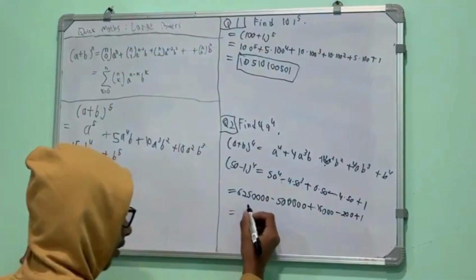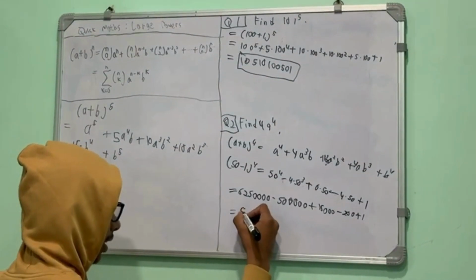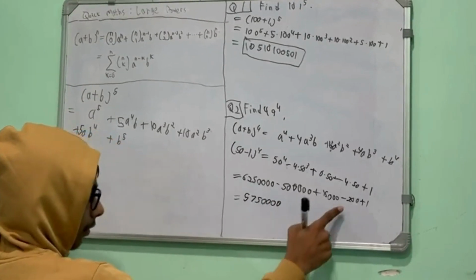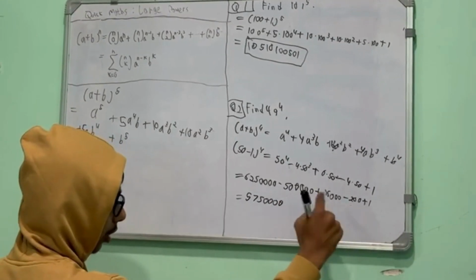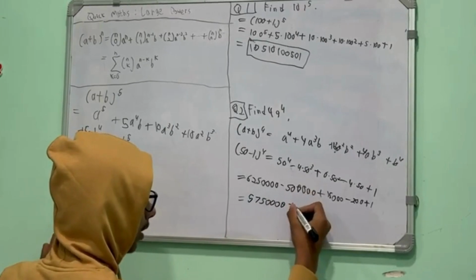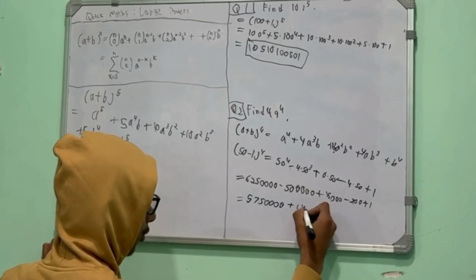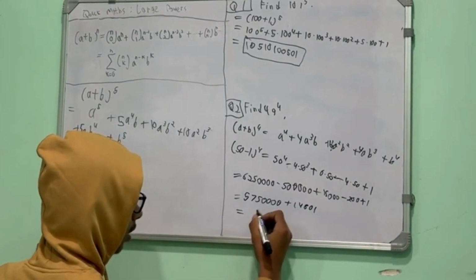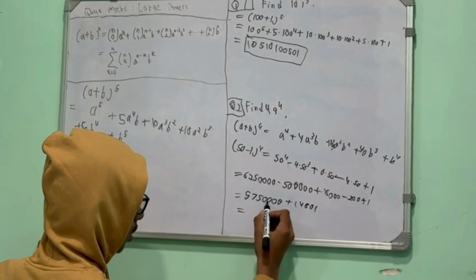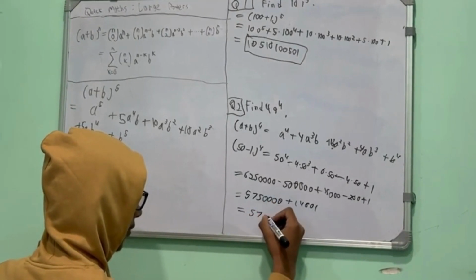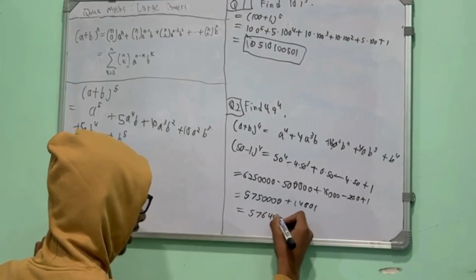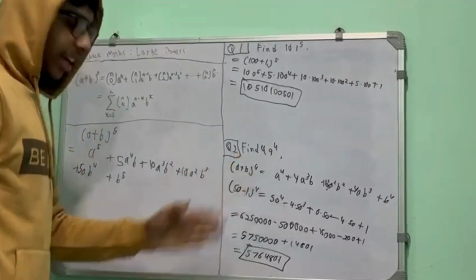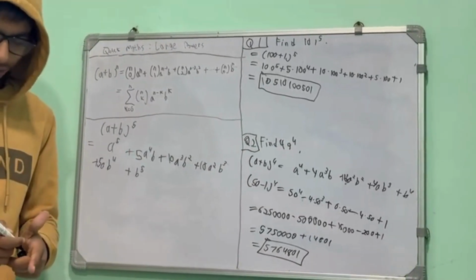So if we subtract these two terms, it will come out to 575,000. We subtract these two terms and we can also add on the 1. It will be plus 14801. So our answer will come out to be 5764801. So this is 49 to the power 4, which we found using this method.